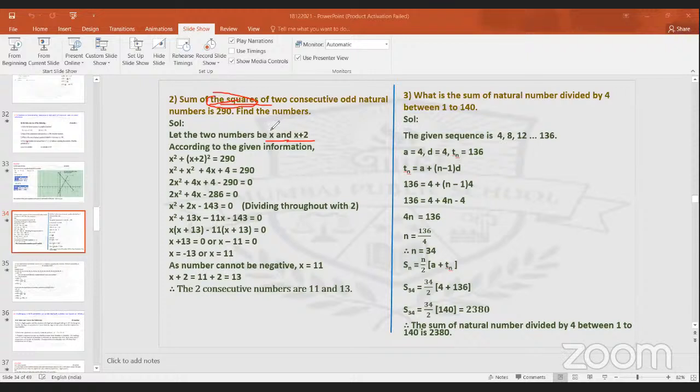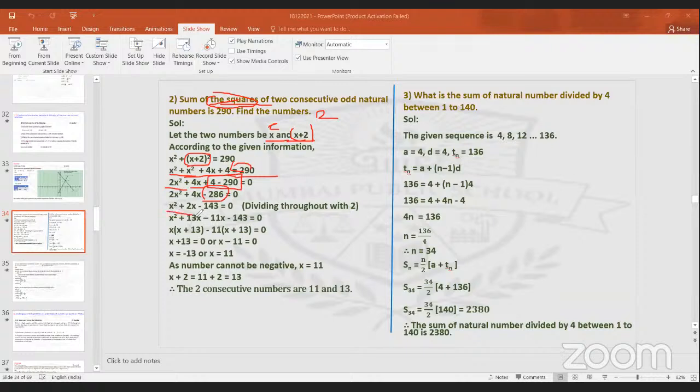So here you will take squares of each number, that is square of x and square of x plus 2. For x plus 2 whole square, you apply the formula a plus b the whole square. So you'll get x square plus 4x plus 4, that would be equal to 290. This 290 will shift to the other side. x square and x square becomes 2x square, 4x plus 4 minus 290. Now 4 minus 290 gives you minus 286.